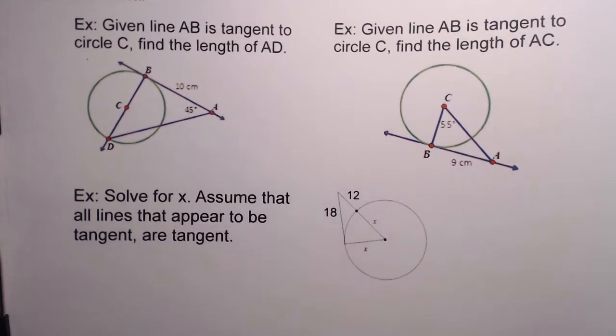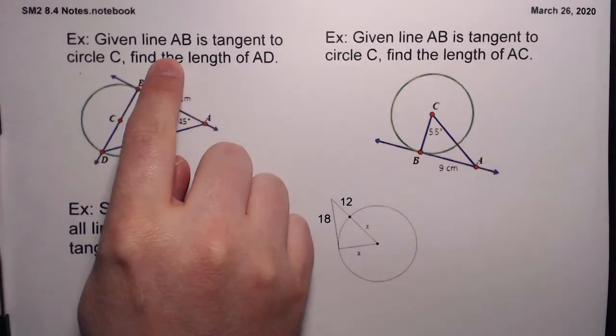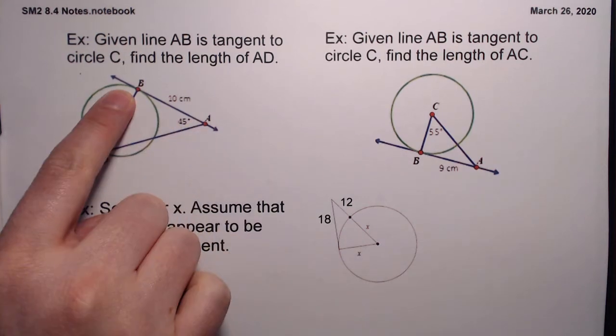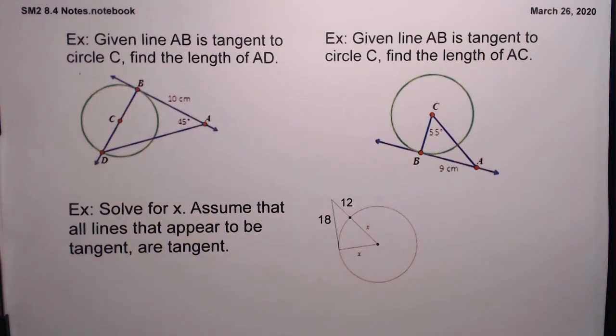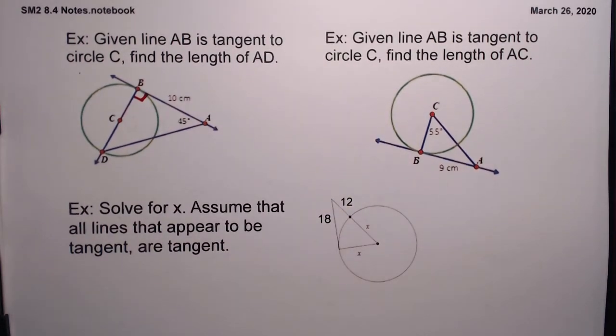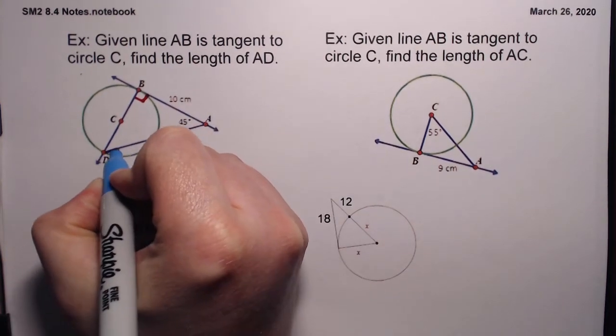Okay, so this one, given that line AB is tangent to circle C. Well, if AB is tangent to that circle, then I know this is a right angle. Find the length of AD. So what I'm trying to find is the hypotenuse of this triangle.